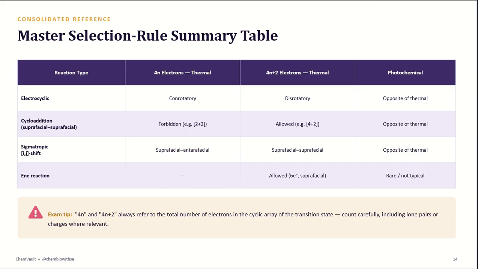For sigmatropic shifts, 4n electrons thermally need a suprafacial-antarafacial pathway, while 4n plus 2 electrons thermally go suprafacial. Same reversal under light. And for the ene reaction, there is no meaningful 4n case, but with 4n plus 2, 6 electrons, the suprafacial pathway is thermally allowed, and photochemically, ene reactions are rare and not typically tested. One exam tip that trips up a lot of students.